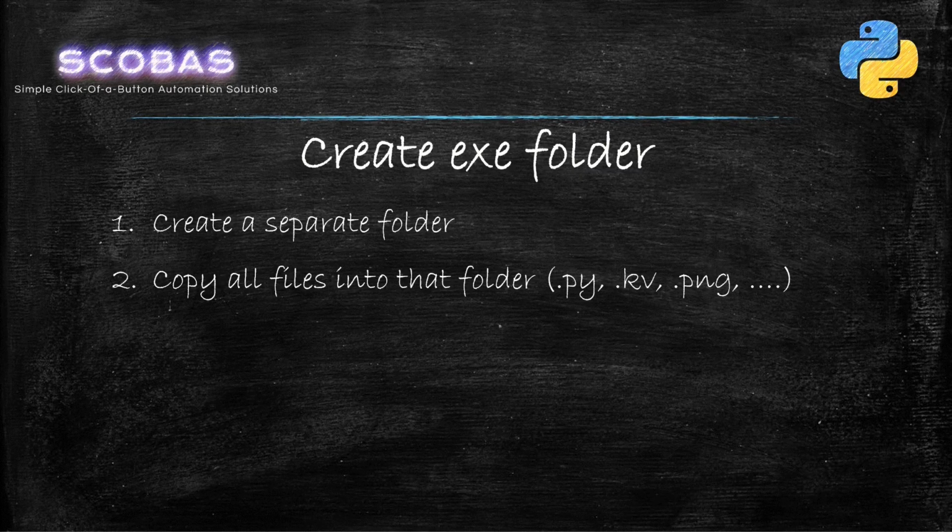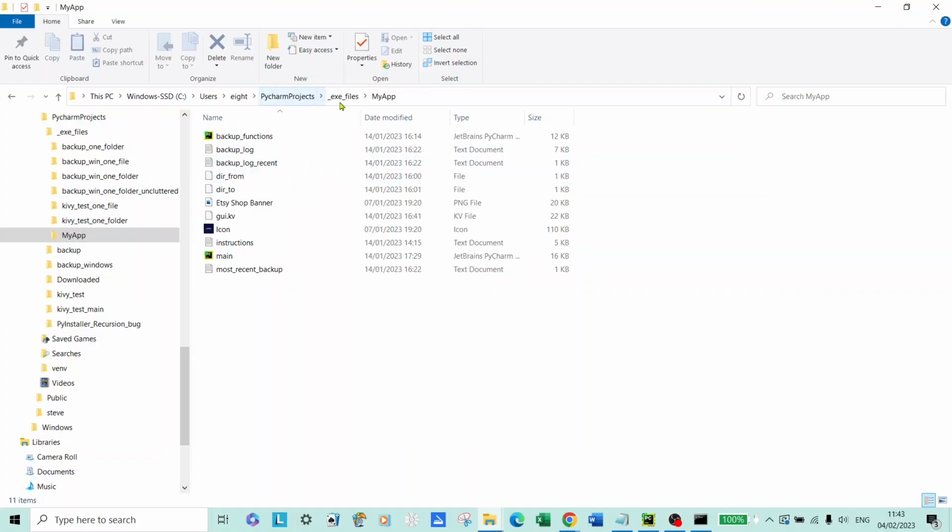The next thing to do is to set up a new folder to store our executable. So I've just created a subdirectory called exe files. In there I've created a directory called my app, and I've copied all the files I need from my Python app. So for my Python app, I have the main file, I have backup functions, and then I have a number of files that I am using: backup log, backup release, and so on.